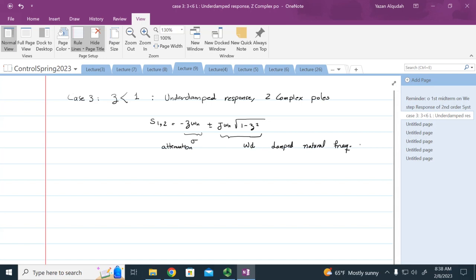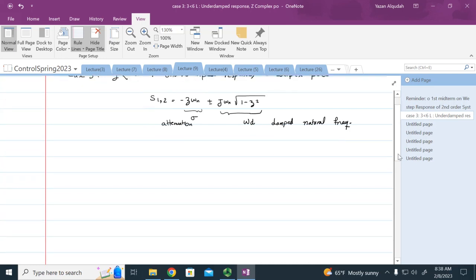So we're going to define sigma, which is going to equal zeta omega n. We're going to define omega d, that is equal to omega n square root of 1 minus zeta squared. Okay. Now let's look at the response of the system. Does the attenuation include the negative, or is it just zeta omega n? Just zeta omega n.